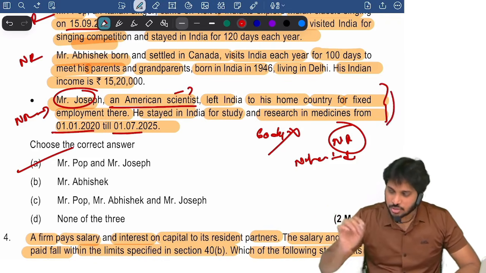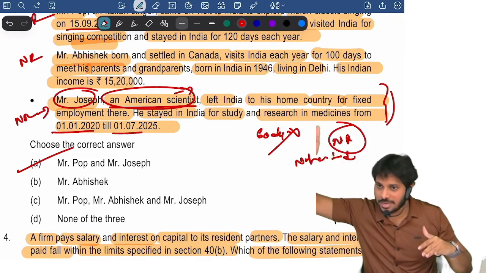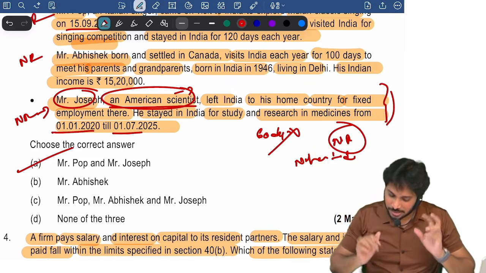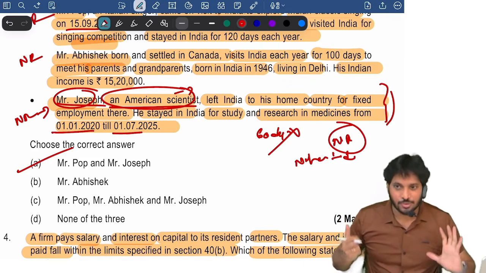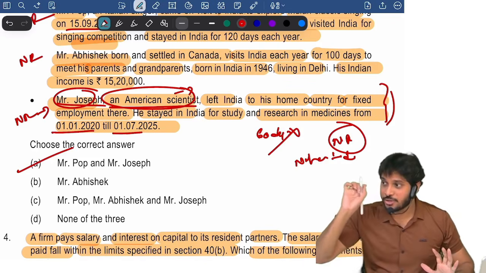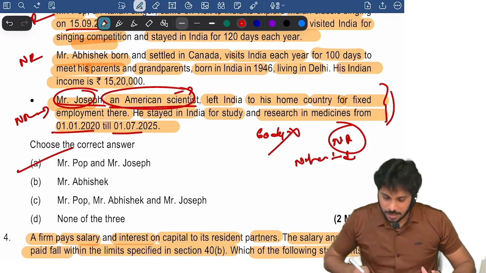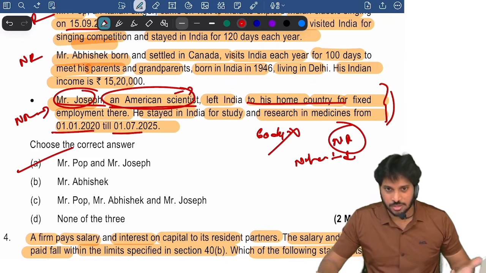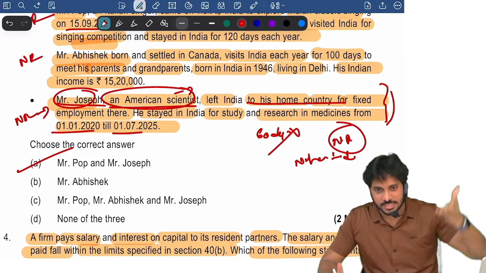Actually, the question is not clear. You just said American scientist, that's okay. You can become an American scientist even by becoming a scientist there in America, no problem at all. But moreover, Joseph looks like mostly an Indian name. So I think the question is not clear, but we took an assumption which went right. Maybe, to his home country, you can say Indian citizen, because your home country can become a foreign country also by taking citizenship there.